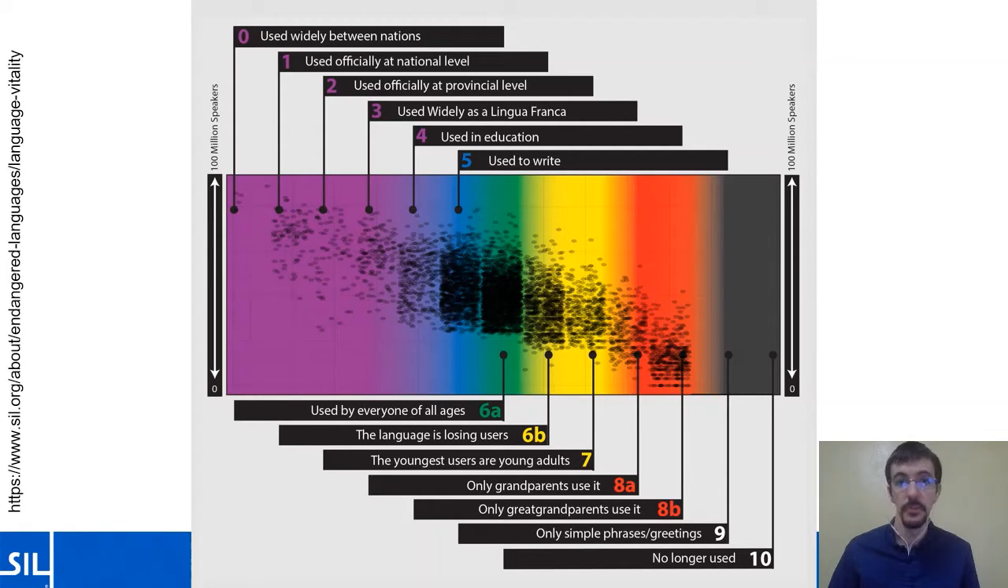This chart shows the vitality of the known languages of the world. Each dark dot represents a language. The height of each dot represents the relative number of speakers. Languages to the left are likely more secure, languages in the middle are in transition, and languages towards the right are in extreme danger. You can see that most of the languages of the world are around that 5 to 6 to 7 mark.